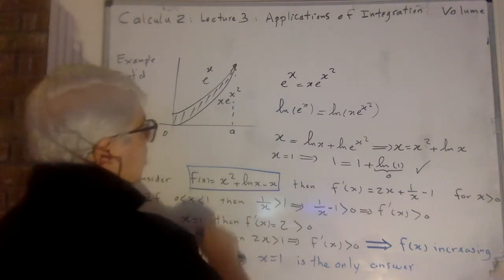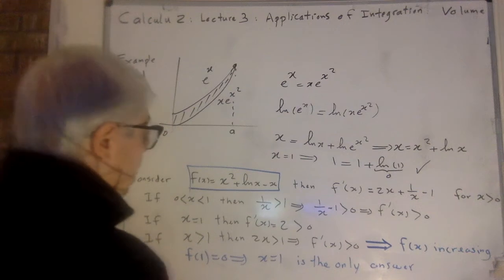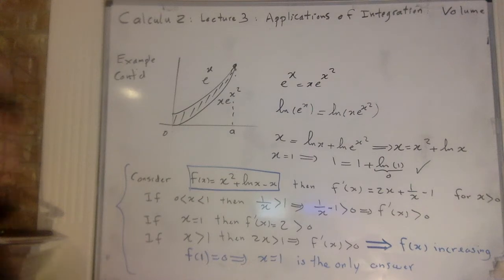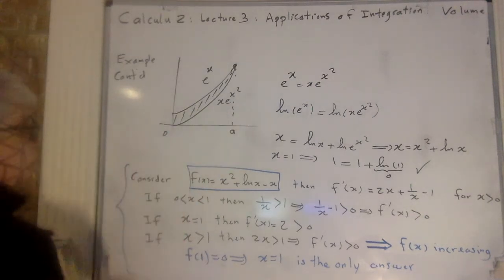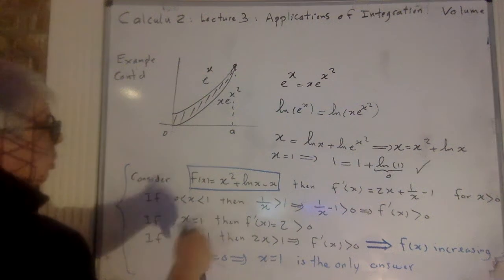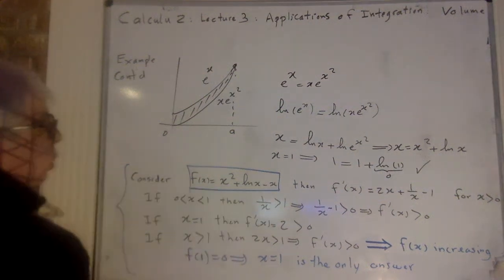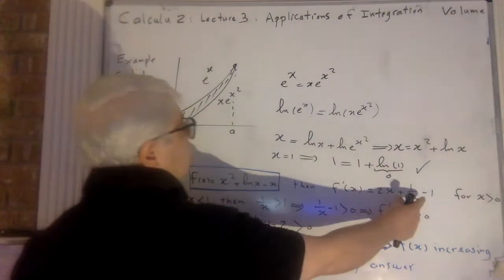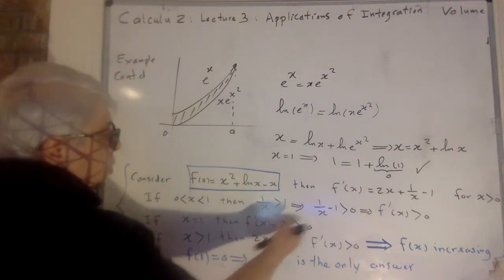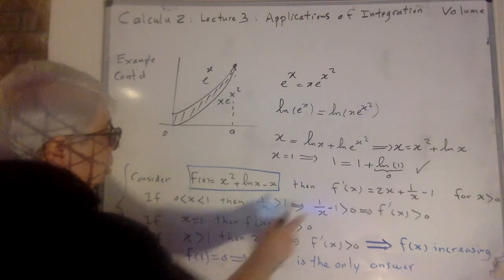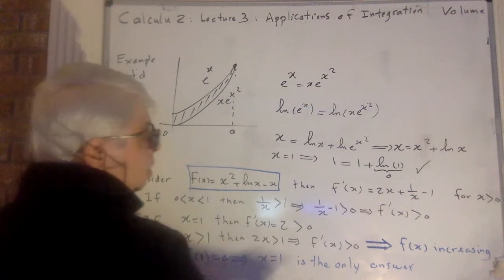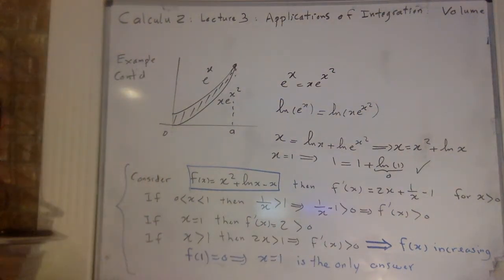So I found f'(x) is 2x plus 1 over x minus 1. And x should be bigger than 0, not even 0, because ln is not defined for less than 0. So x is bigger than 0. Now, if x is between 0 and 1, if you flip this, then 1 over x is bigger than 1 over 1, which is 1. So 1 over x minus 1 is bigger than 0. So this part is bigger than 0. So f' is bigger than 0. And this is also bigger than 0. If x equals 1, then f' is 2, which is bigger than 0. If x is bigger than 1, then 2x is bigger than 1. So this 2x minus 1 is bigger than 0. So f'(x) is bigger than 0, which means that f(x) is increasing from 0 to infinity.